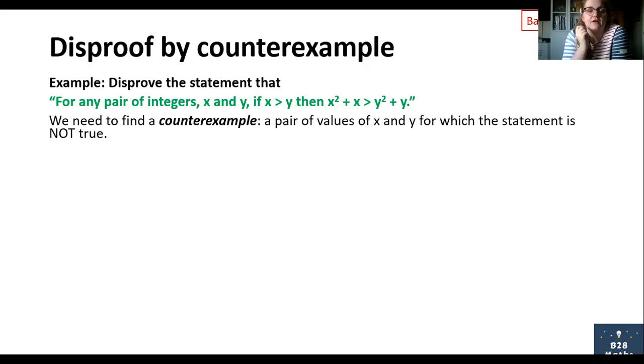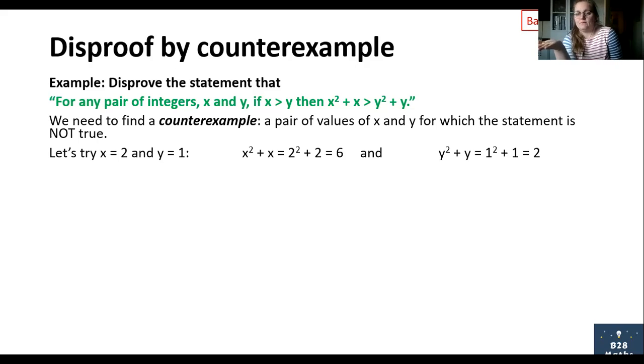What's really important here is that in our conjecture, for any pair of integers, we are not told that they're positive integers or negative integers. So we've got the whole range of integers to work with here. So we could try some examples.